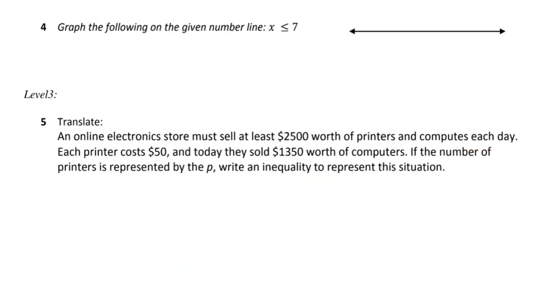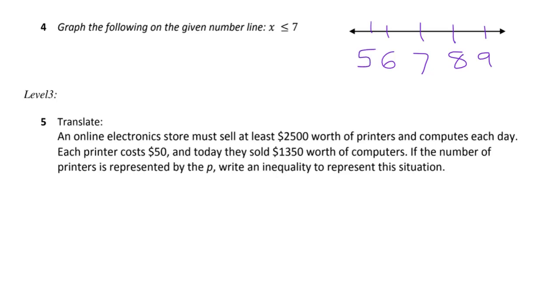Okay, number 4 says to graph the following on the number line. So we've done lots of practice with this. Let's see. 7 is going to go in the middle because that's the key number that's in this inequality. We're going to do 8 and 9 on this side, 6 and 5 on this side.